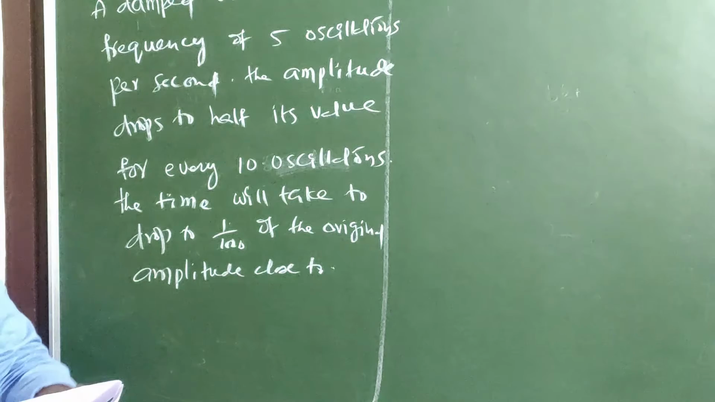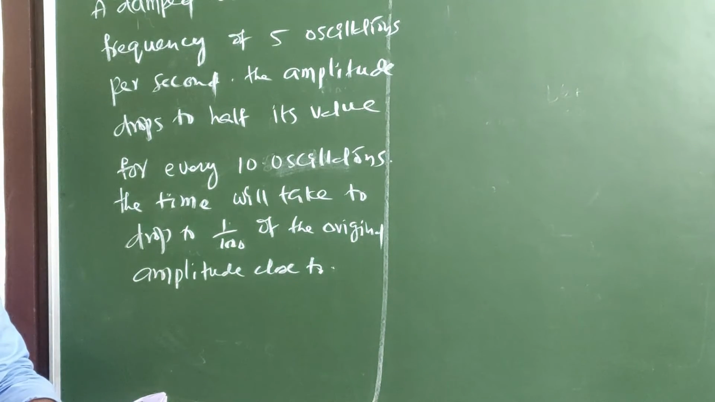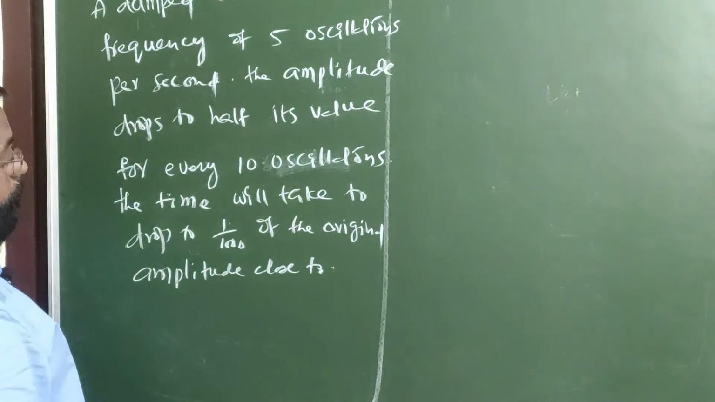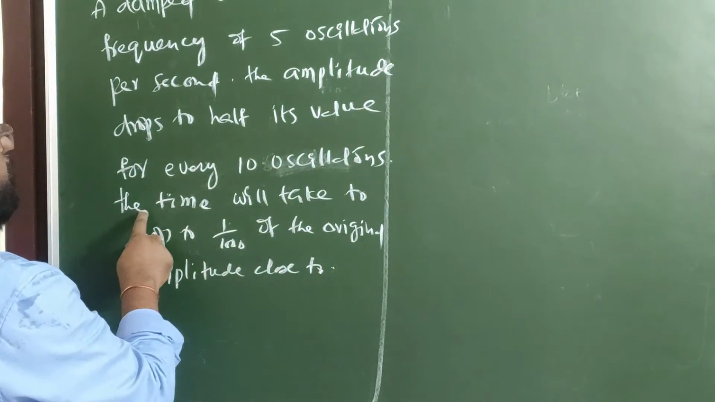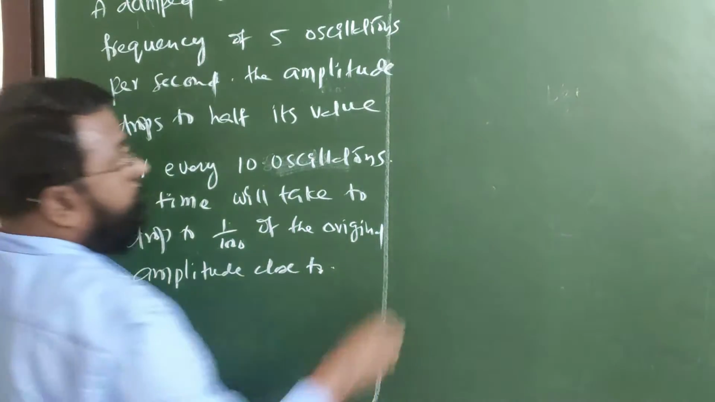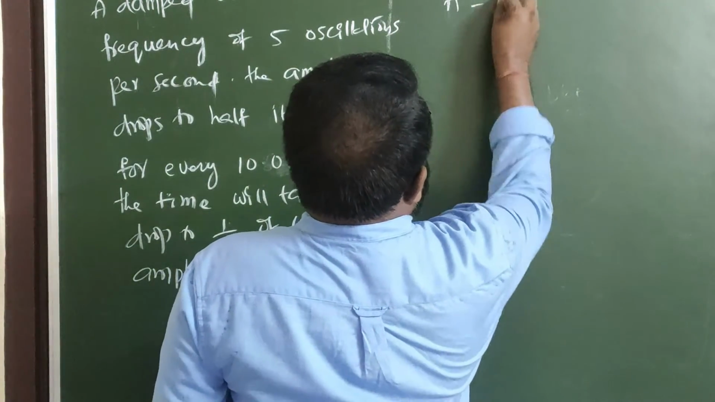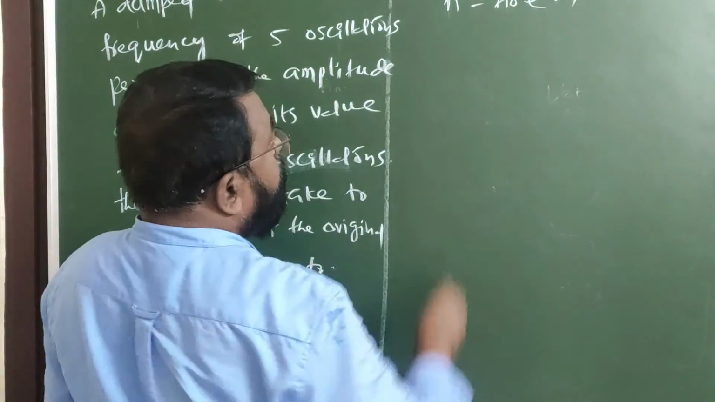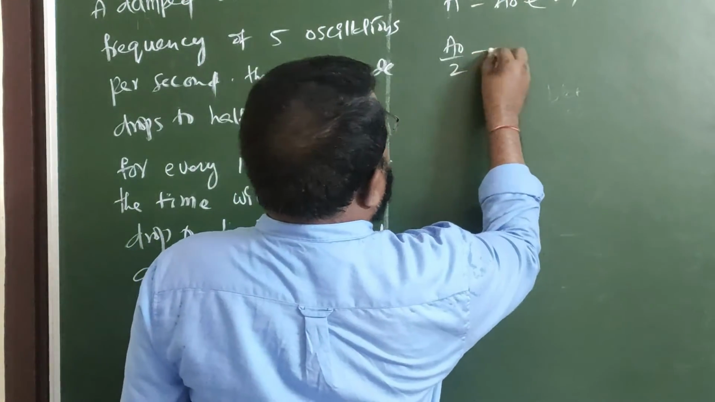See here, a damped harmonic oscillator has a frequency of 5 oscillations per second. The amplitude drops to half its value for 10 oscillations. The time it will take to drop to 1 by 1000 of the original amplitude is close to? See here, 5 oscillations per second, so for 10 oscillations the time taken is 2 seconds. Here A is equal to A0 into e to the power of minus bt by 2m. This amplitude becomes half.